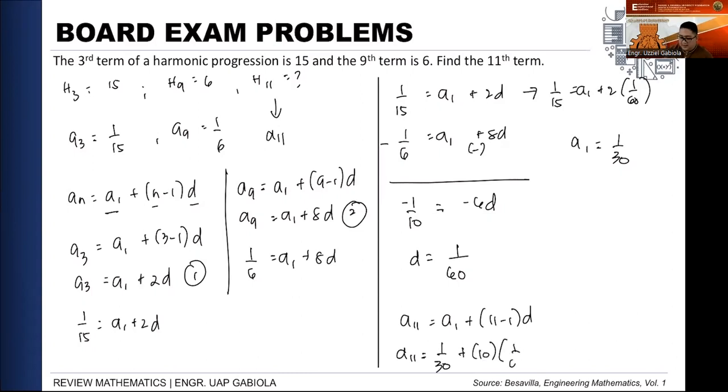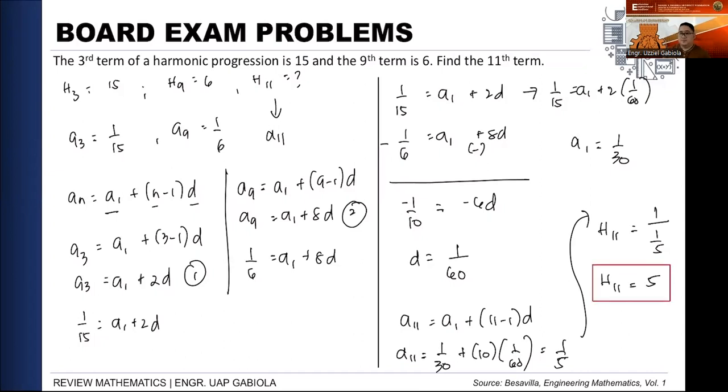May value tayo na A11 na 1/5. Since this is arithmetic pa, kailangan natin is harmonic, no? Kunin lang natin yung reverse niyan. This will be 1 over 1/5, or H11 natin is 5. So, yun yung ating 11th term, 5. Okay? So, using yung concept ng arithmetic progression, basta doon sa huli, kukunin mo ulit yung reciprocal niya to bring it back to harmonic progression.